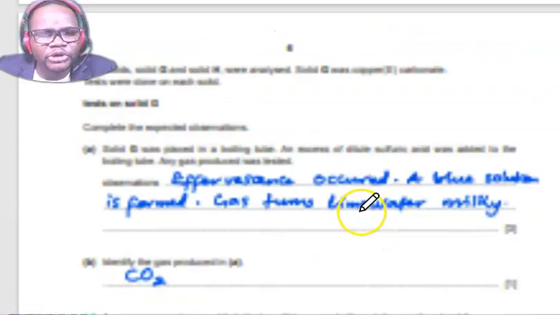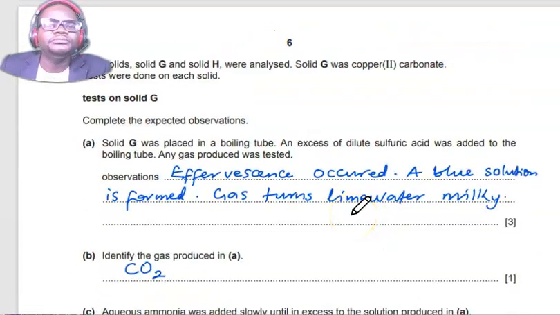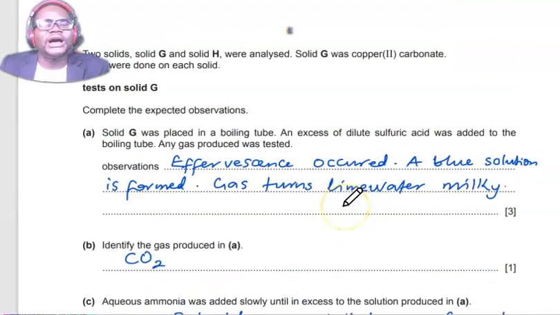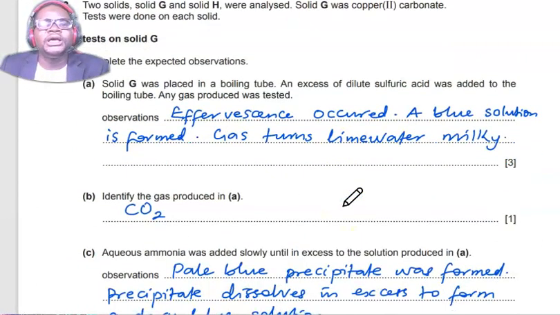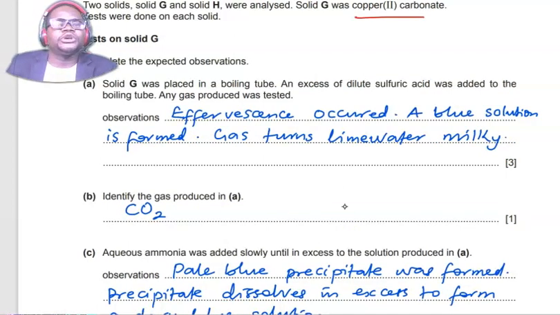So let's move on to question 3. This is on qualitative analysis. 2 solids, solid G and H, were analyzed. You have been told that solid G is copper carbonate. Tests were done on each of them. So let's first look at solid G. Copper carbonate, just have at the back of your mind, what are the properties of copper carbonate?